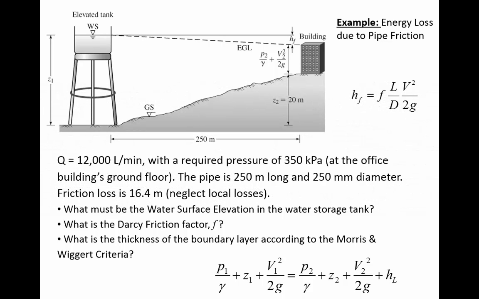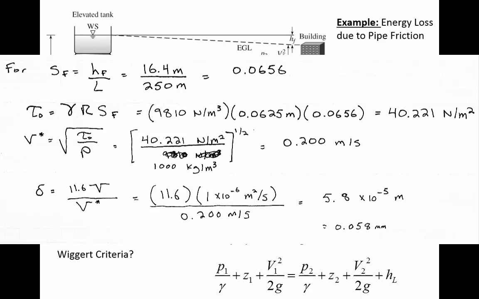Now the last thing was trying to calculate the thickness of the laminar sublayer using the Morrison-Wiggert criteria. And that's a multi-step process. The first thing is calculating S sub f, the slope of the energy grade line. So h sub f divided by L, and we find the slope of the energy grade line is 0.0656. Since this is a circular pipe that's flowing full, we can calculate the hydraulic radius just by dividing the given diameter by 4. And that gives us the hydraulic radius of 0.0625.